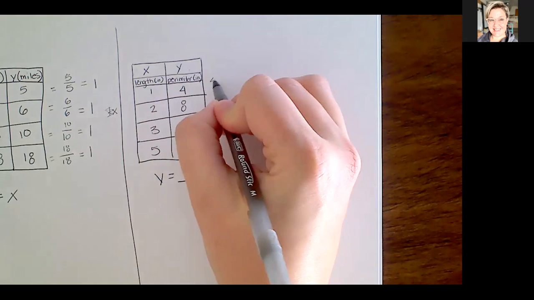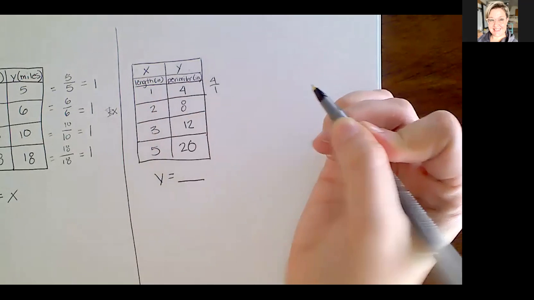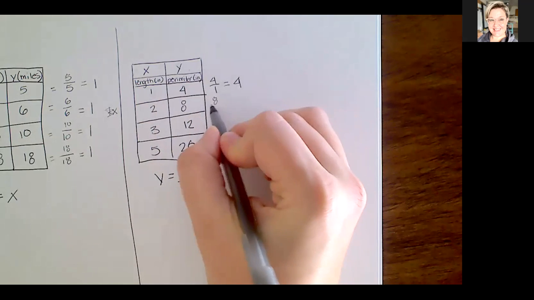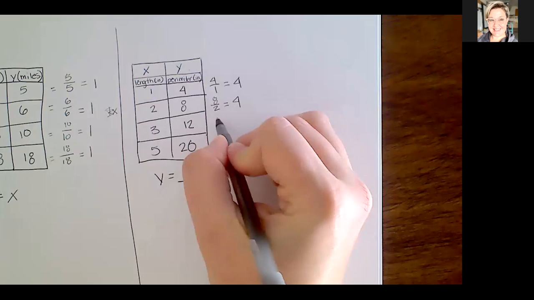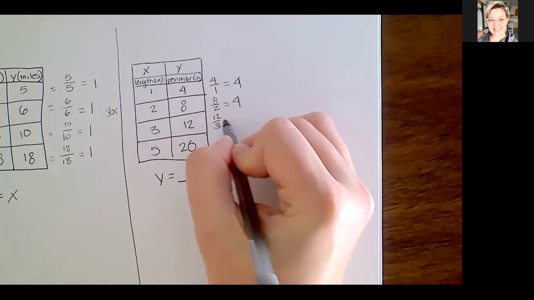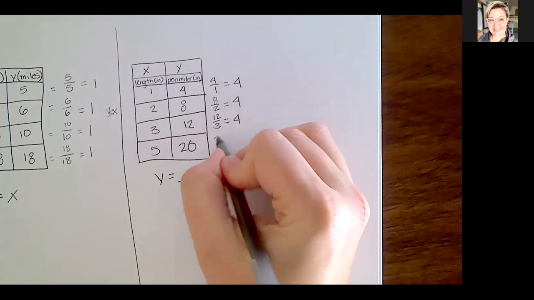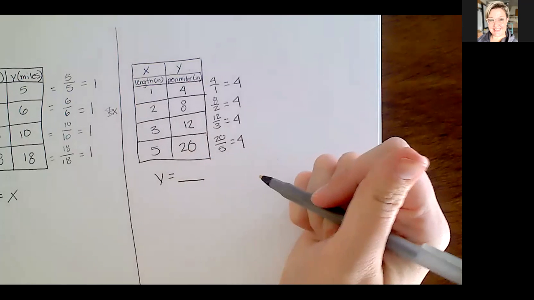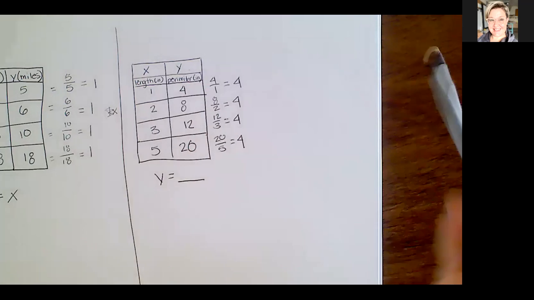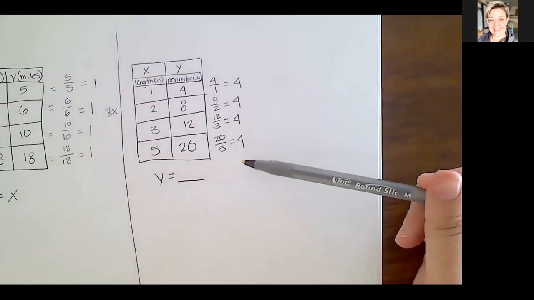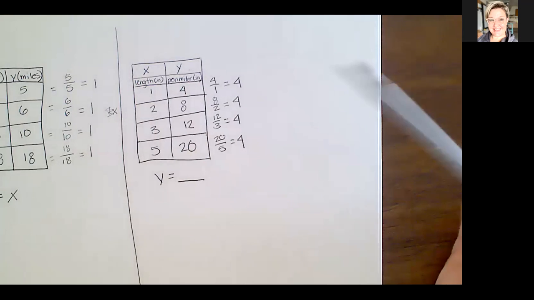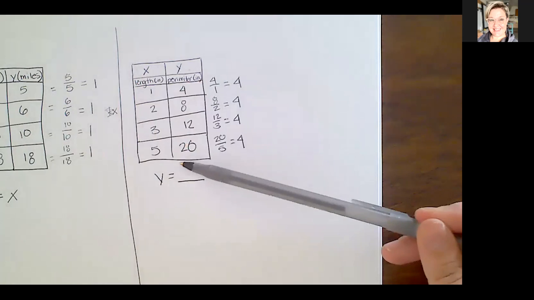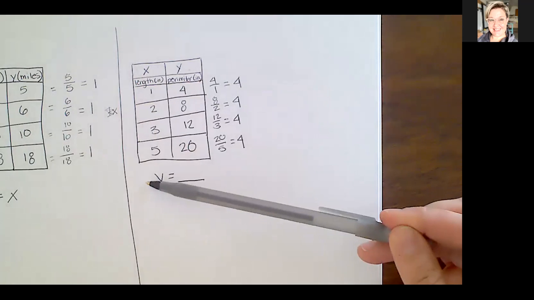So in this case, we have 4 over 1. We're solving that ratio, which is 4. 8 over 2, which is 4. 12 over 3, which is 4. And 20 over 5, which is 4. Okay, so we know that the constant of proportionality is 4, and that they have a very clear proportional relationship. So we know that as the perimeter of the squares get bigger, so do the lengths of the sides.